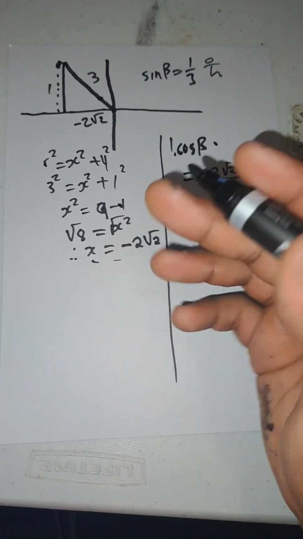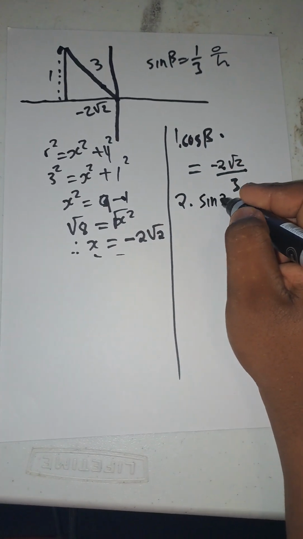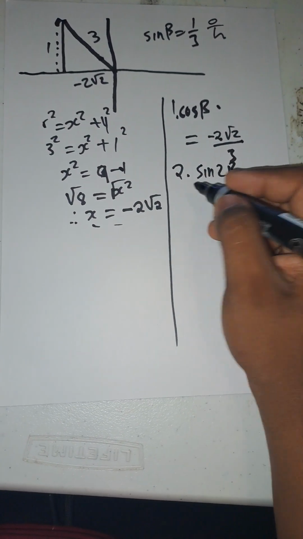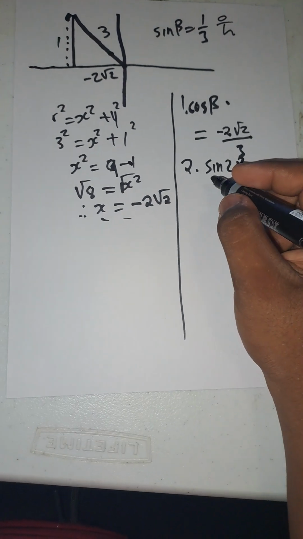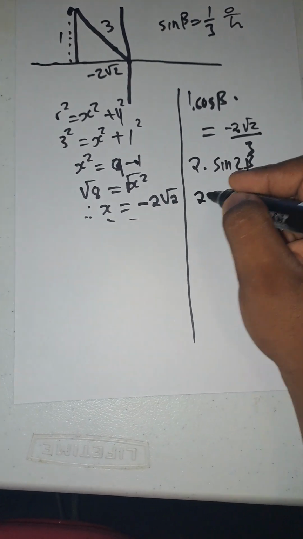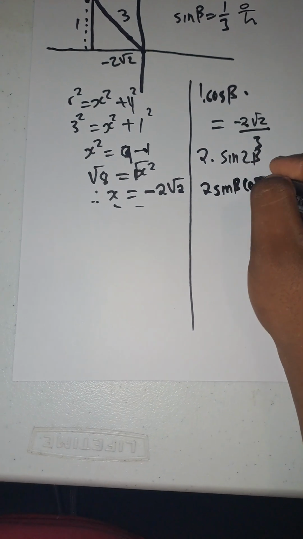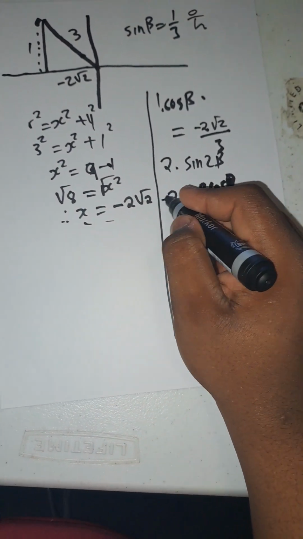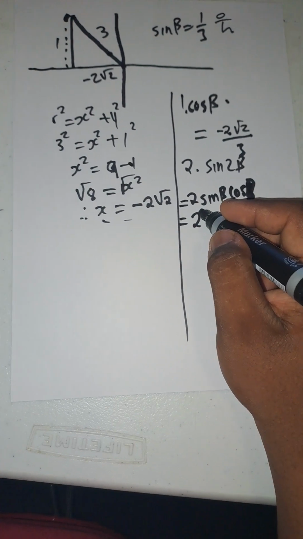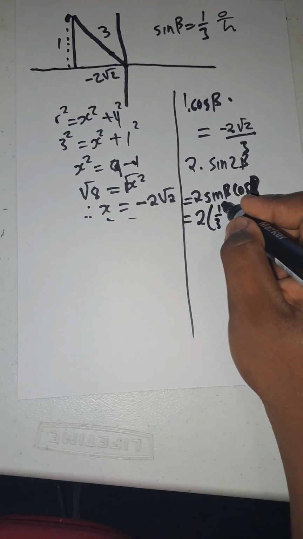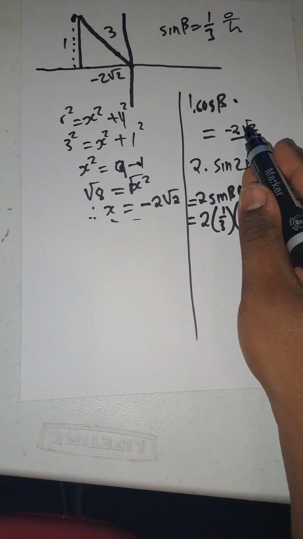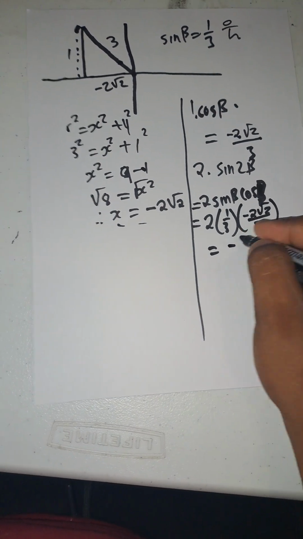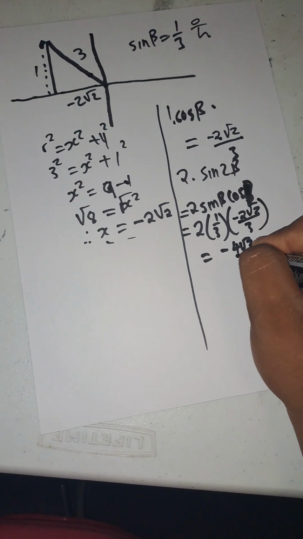And then number 2 now, sine 2 beta. You know from your identities that sine 2 beta can be 2 sine beta cos beta. And then that is when you are going to substitute. So 2, what is sine beta? I was given 1 over 3, and cos beta is the one that I just got, negative 2 root 2 over 3. So my answer will be negative 4 root 2 over 9.